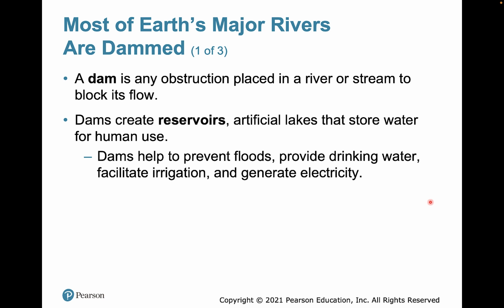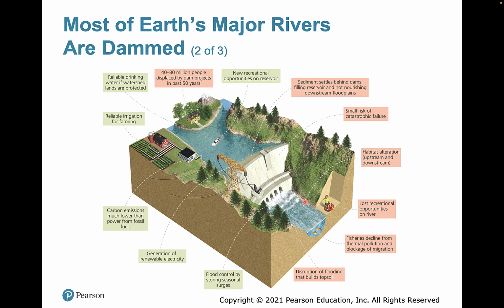So a dam is anything that you place in a river or a stream to block its flow or to alter its flow. Typically, dams create reservoirs, which are big artificial lakes. And we're going to talk about this a little bit more when we talk about conventional alternative energy sources in Chapter 20. So putting up dams prevents floods. You get drinking water. It allows for irrigation and allows you to generate electricity. So there are some good things.